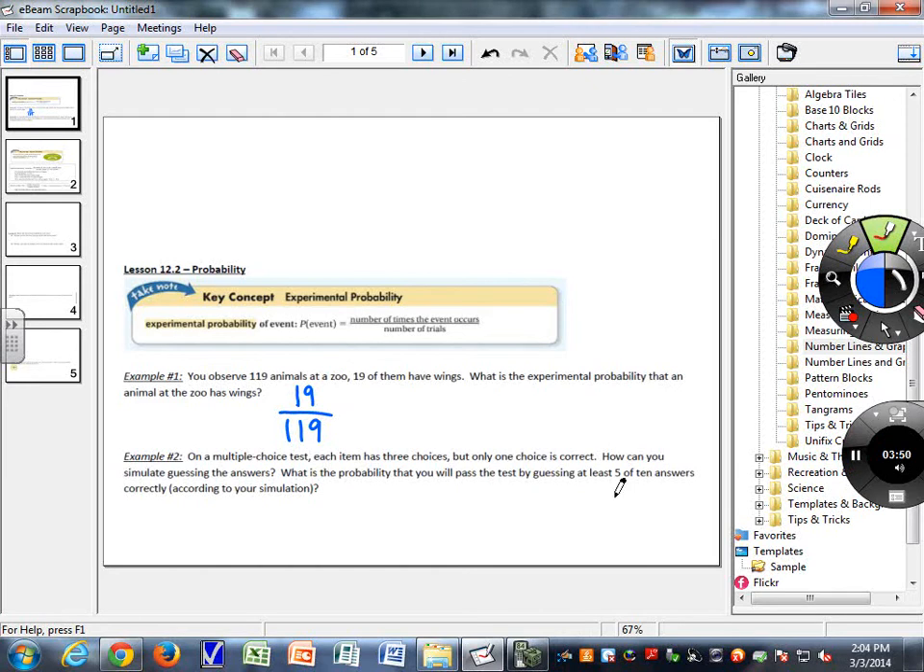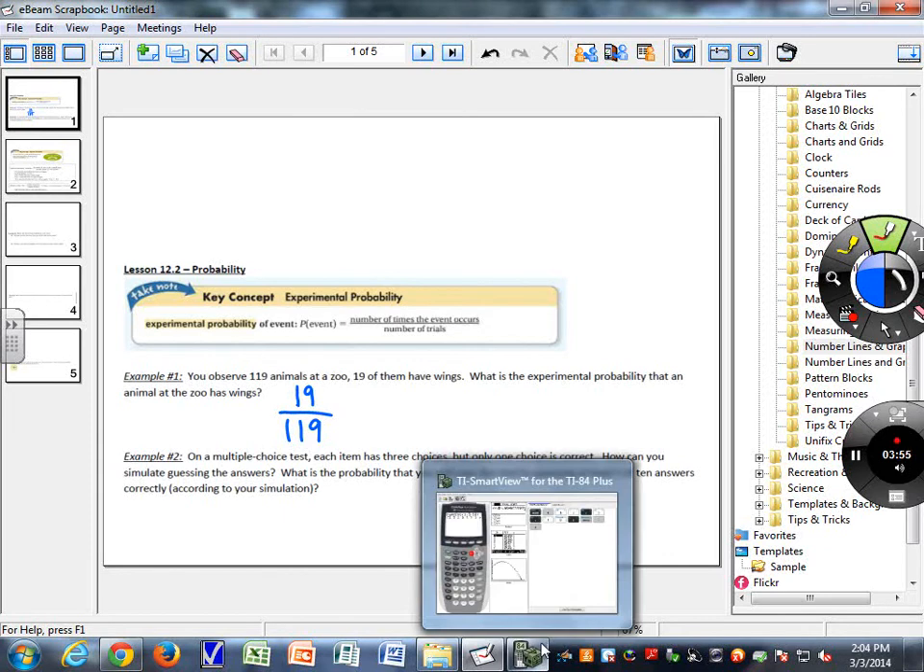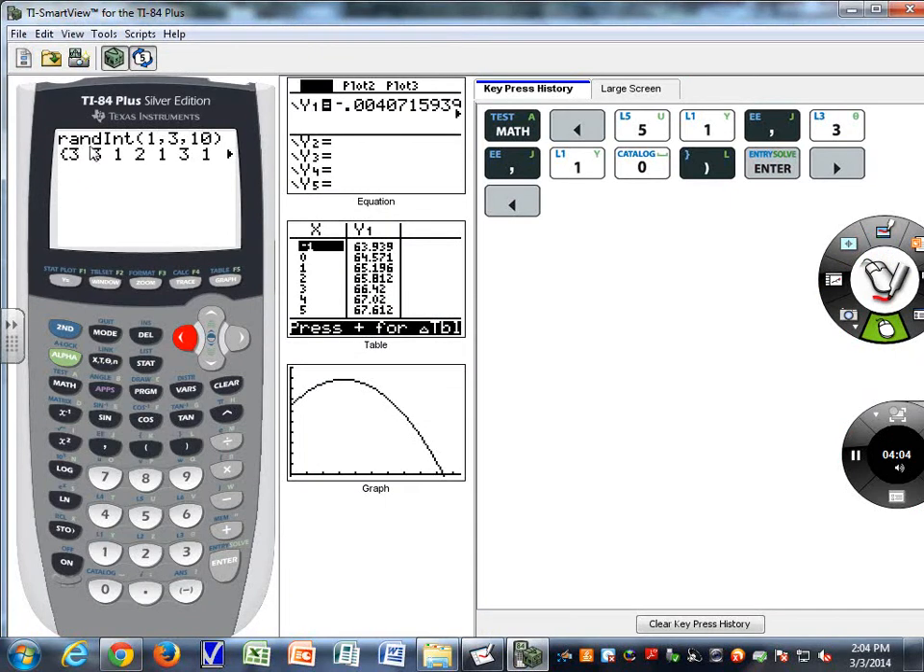So if we're going to get the question right by guessing at least 5 of the 10 answers correctly, we're going to assume 1 means a correct answer. And so we're going to look for items in our simulation where we have 5 or more correct answers out of the 10 numbers listed. So there's 3 ones, 4 ones, and that's it. So that one didn't work. So I'm going to do it again, 1, 2, 3, 4, 5. That one might have more ones, but it has at least 50%, so there's 1 so far.